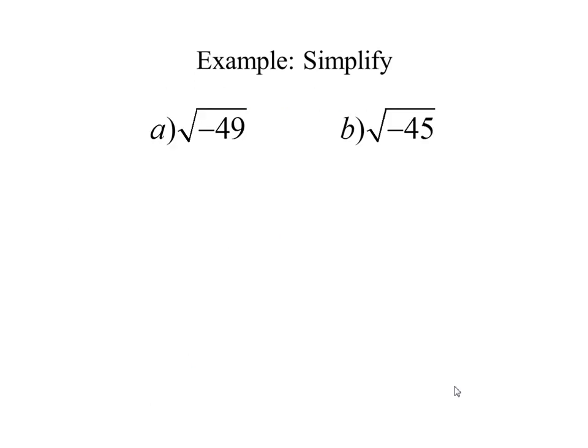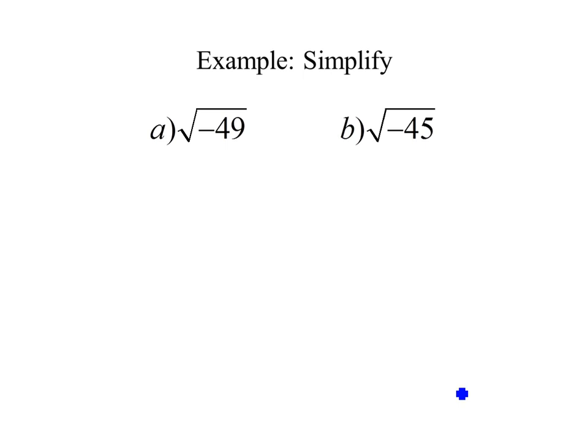Alright, so let's look at this. This looks kind of like something that you know how to do. You know what the square root of 49 is. What is the square root of 49? The square root of 49 is just 7. But that's not what we have. We have the square root of negative 49. So what's going to happen really and truly, what you're looking at is this: negative 1 times 49.